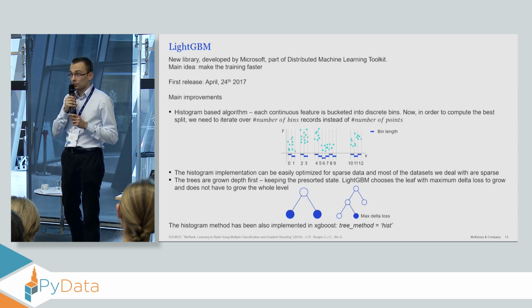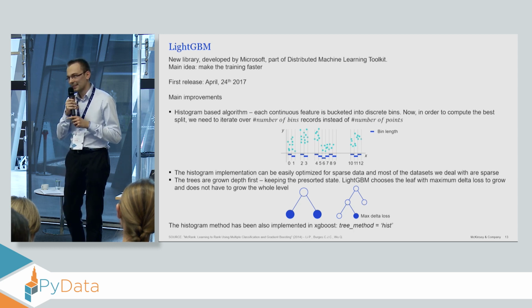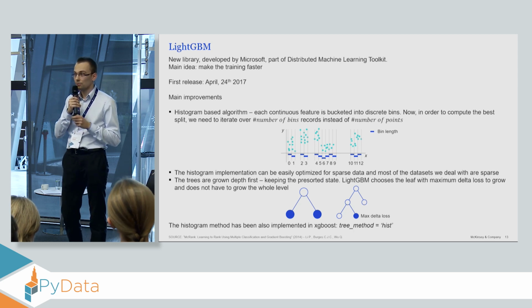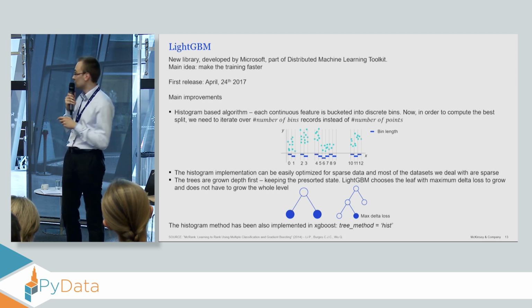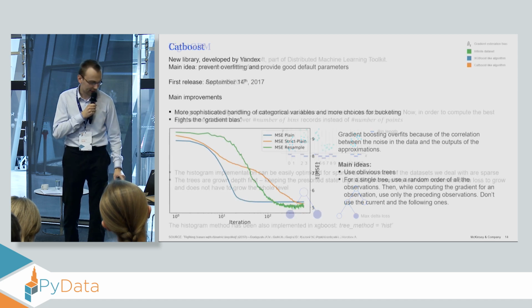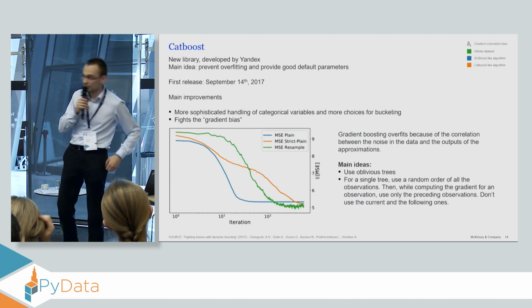One more important thing here is that XGBoost already has the histogram method implemented. It's not the default, so if you want to use it, you need to switch the tree method parameter to hist.